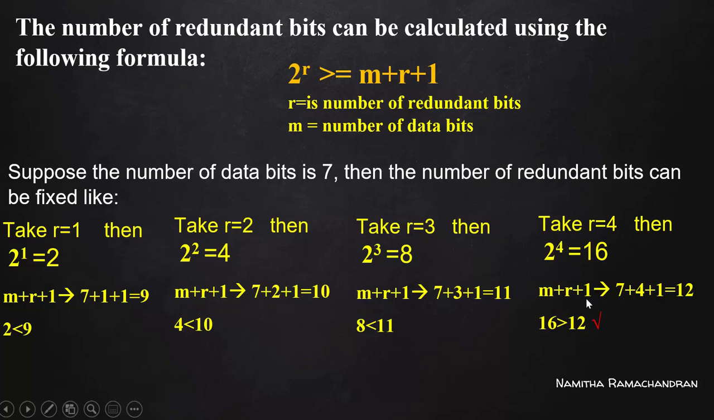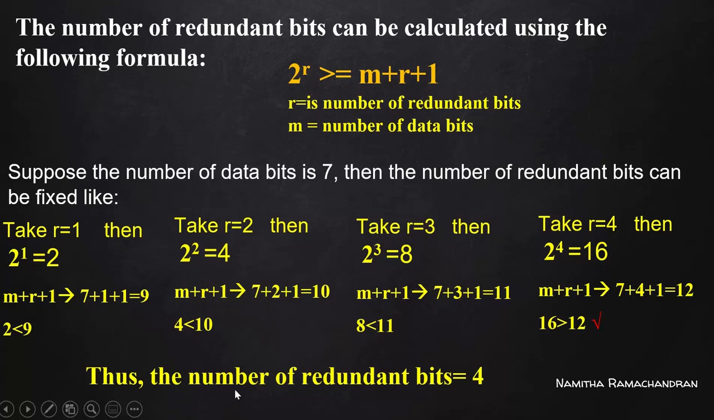And here m plus r plus 1 becomes 7 plus 4 plus 1, which is 12. Now this 16 becomes greater than 12. The condition is satisfied here for the value of 4 for this r. So now we can fix the number of redundant bits required for transmitting data of 7 bits as 4.